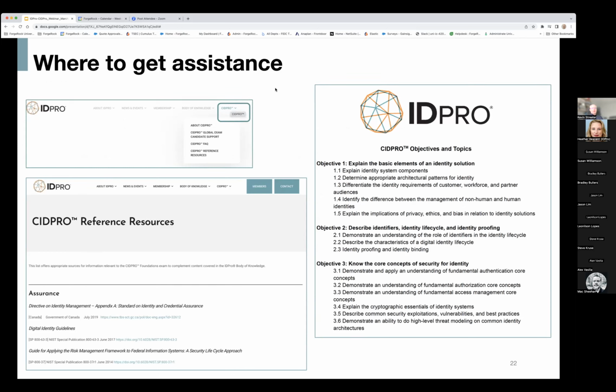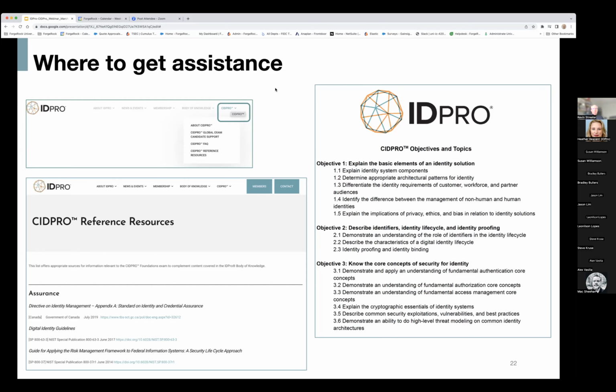And on the right-hand side here, I've got a sample from the objectives document, but this goes down into far more detail about what the objectives of the CIDPRO exam are covering. So I've talked about the high level, like objective one, explain the basic elements of an identity solution, but what do we mean by that? So in the objectives document, it tells you exactly what is it that we are looking for in the certification. So this is an absolutely central document that you should take a look at because it tells you exactly what are we going to test you on when you take the CIDPRO exam.